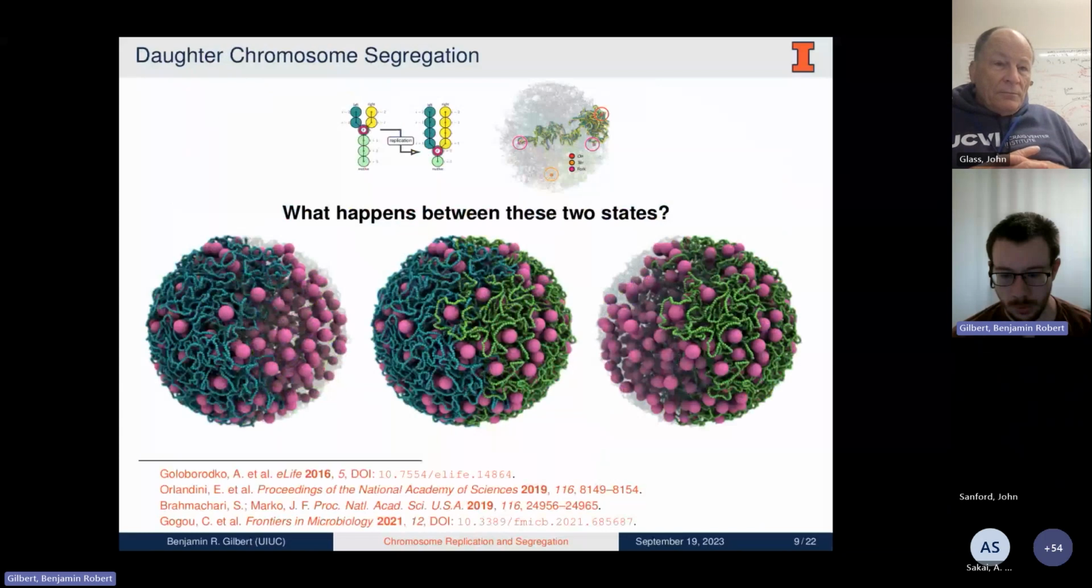And so the third part is how we actually segregate the chromosome. So what happens between these states where it's kind of hopelessly tangled at the top, and then at the bottom we have it neatly partitioned where there are 2 daughter chromosomes and the cell is ready to divide.